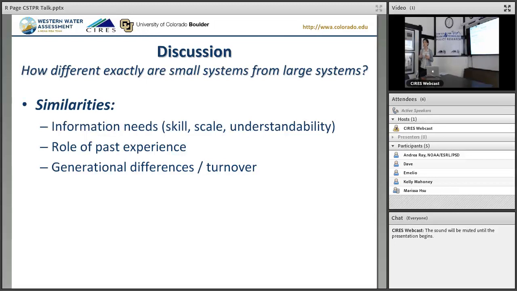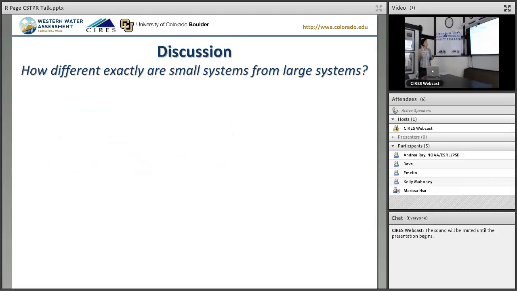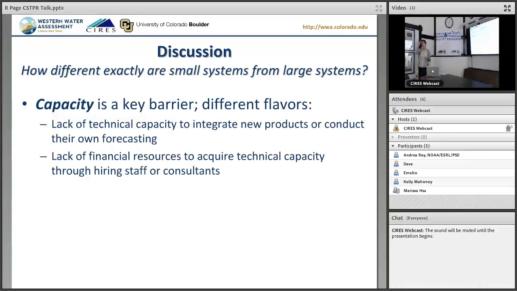Also the role that past experience played in shaping their willingness to use information was consistent. And the role that generational differences and staff turnover can play in opening a window of opportunity to change information use behavior. Capacity also came up obviously as a key barrier, and we did see examples of how technical capacity was seen to be a key barrier in terms of being able to integrate information products into decision making. Lack of financial resources to acquire that technical capacity if you don't have it in-house, the ability to hire a consultant or some kind of external support to be able to integrate information.